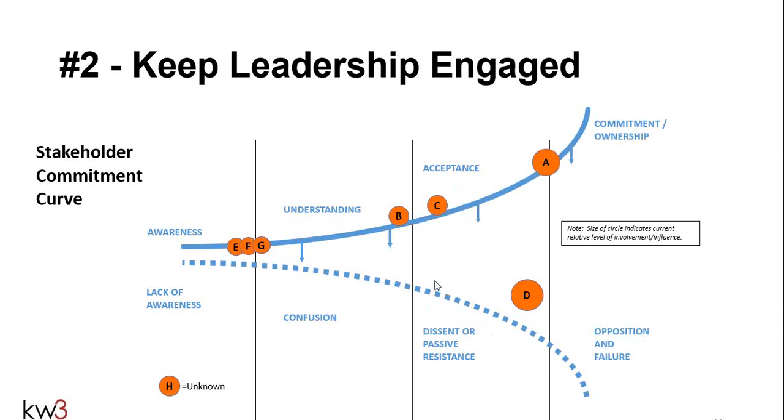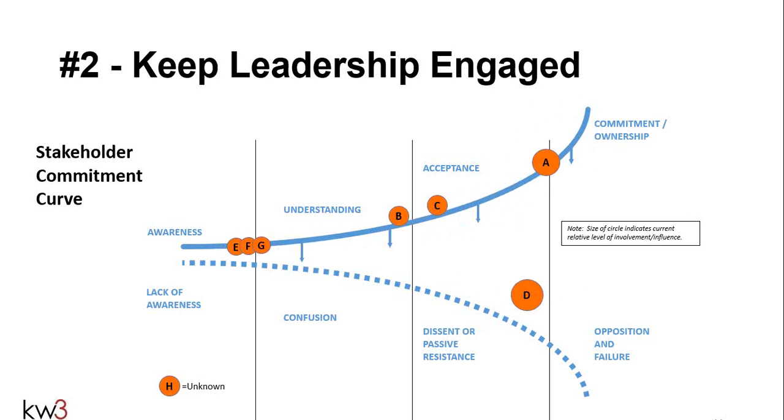Ultimately, what we want with this commitment curve is that we want all executives to be right up here where the A is. And if they're not, if they're down here where B and C are, or E, F, and G, or unfortunately if they're down here in the D, what that means is that we have work to do. As a project and program manager, we have to make sure that we put the right action items in place to move all of our executives, our executive sponsors, our leadership, up the curve, hopefully toward the A category.